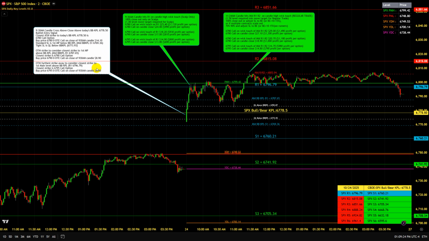So again, that is something for each trader to go over for themselves when they utilize this indicator, as to which strike they prefer using, whether they prefer using the slightly out of the money strike, the furthest out of the money strike, or the at the money strike.